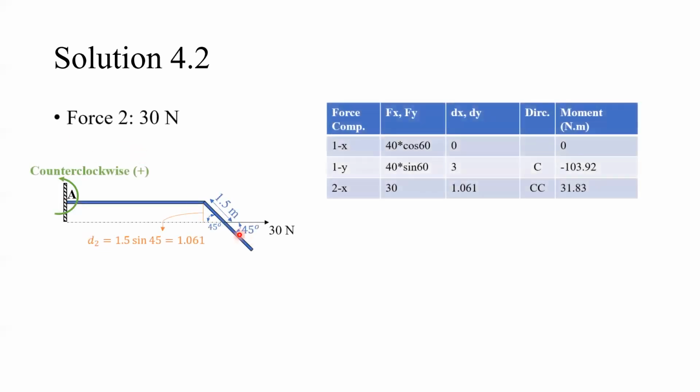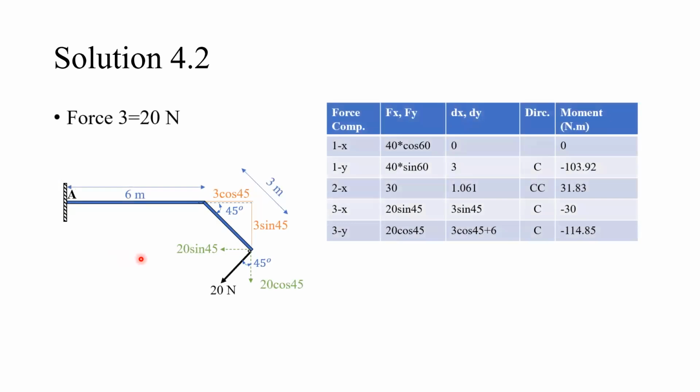For the second force, you can see that it is parallel to the x-axis, in other words, there is no y component, only x component, and the perpendicular distance also has only a y component. We already computed that moment arm that is equal to 1.061, and multiplying with the 30 Newton, we obtain 31.83. And I put the positive because that force rotates in the counterclockwise direction.